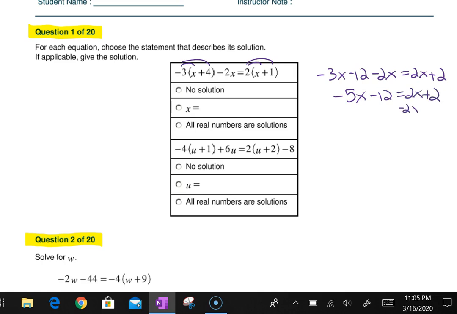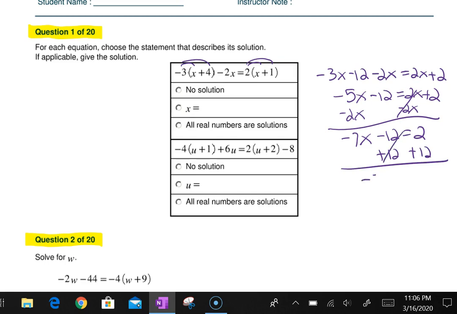So now I'm going to subtract 2x from both sides. I get negative 7x minus 12 equals 2. And since the x did not eliminate, I know there's going to be one solution. And so I'm going to figure out what it is. So I'm going to add 12 to both sides. Negative 7x equals 14. Dividing by negative 7, we get x equals negative 2. So I would fill in this bubble right here, and I would say x equals negative 2.